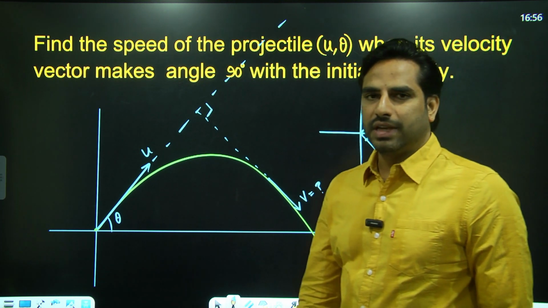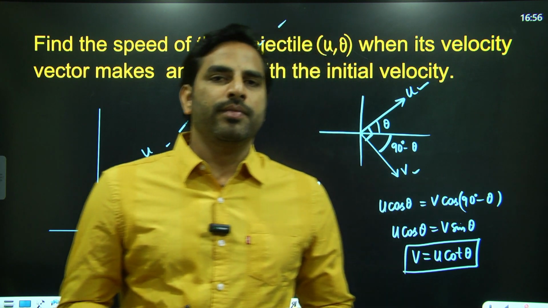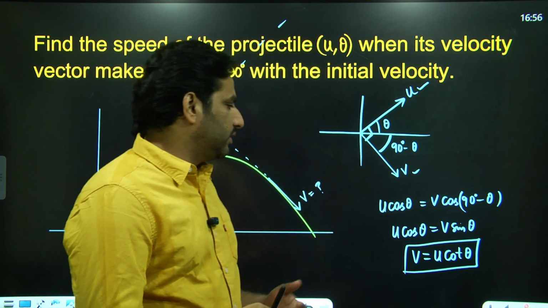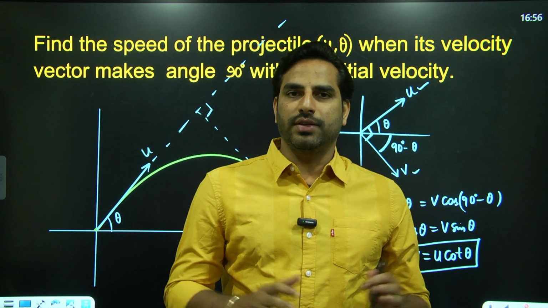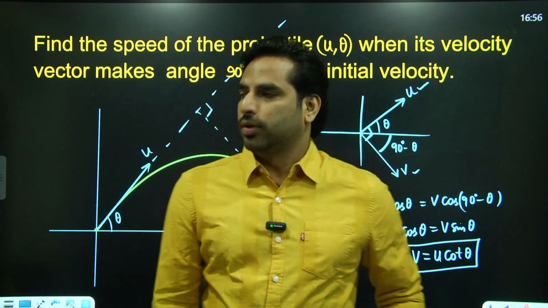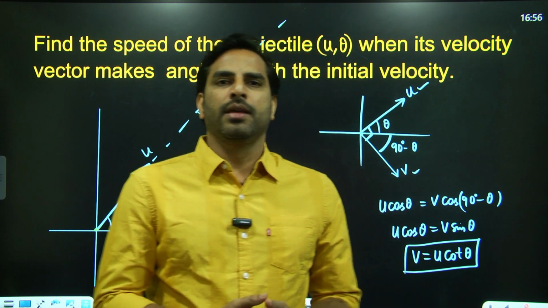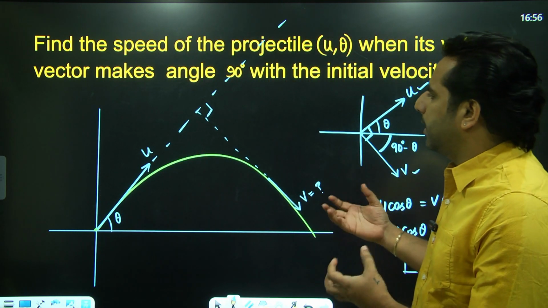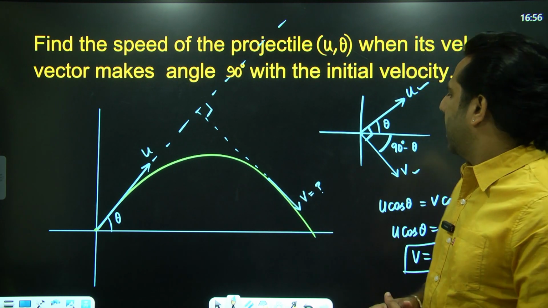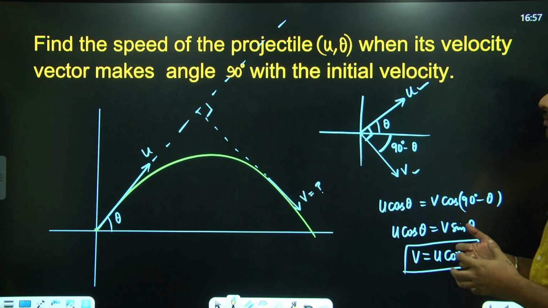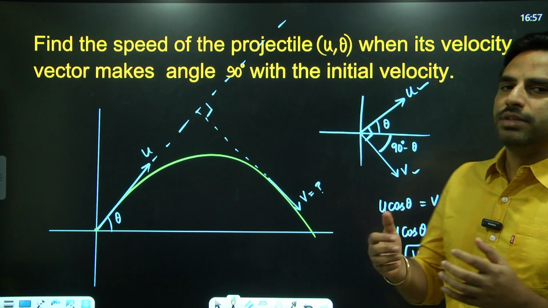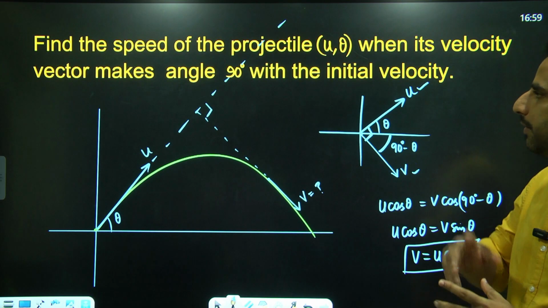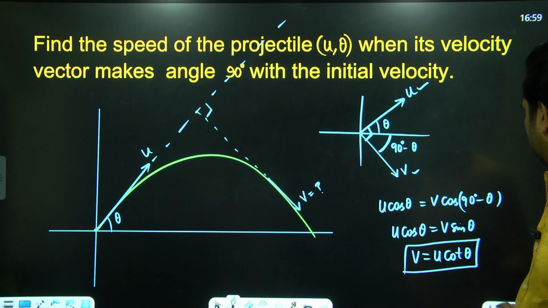The speed of the projectile when its velocity vector makes angle 90 degrees with the initial velocity's direction is u cot theta. Very simple, isn't it? So you can apply concepts like this in many problems once you have that conceptual clarity and arrive at the answer in the most simple possible way. Isn't it simple? Now I'll give you a question to solve.